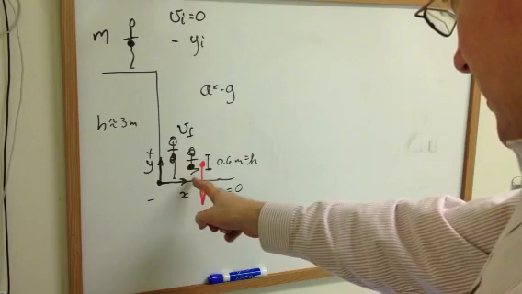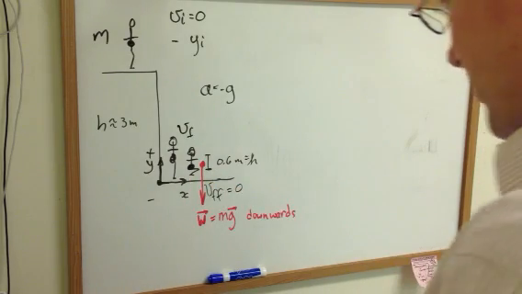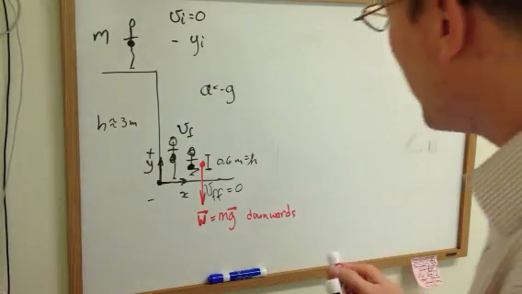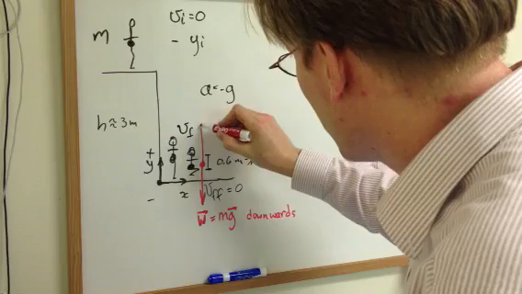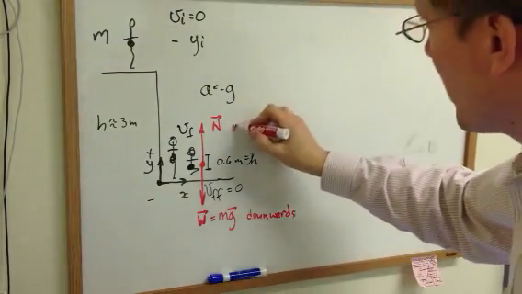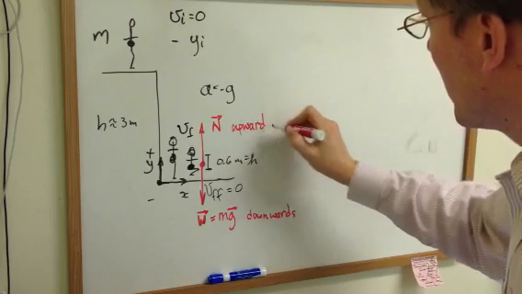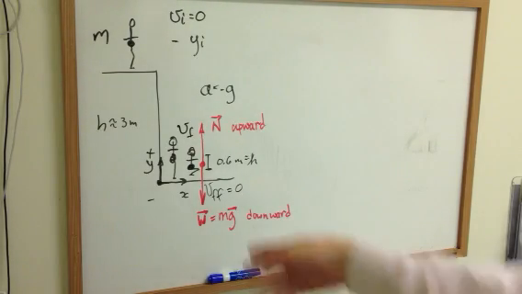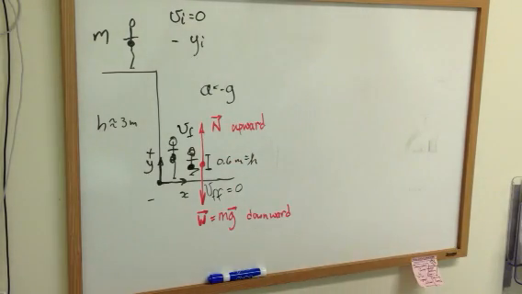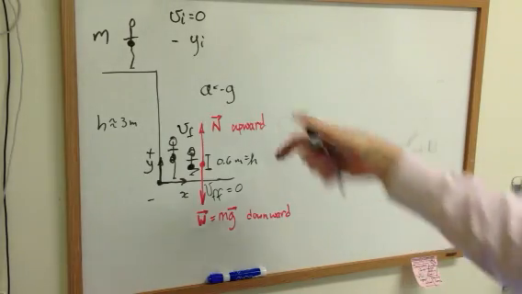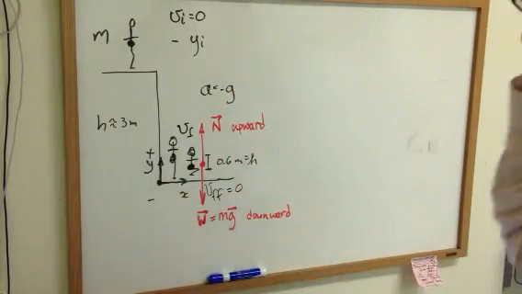There's a point of contact here with the ground, so I know the ground must be pushing up on him, so there must be some kind of normal force upward. So this is upward. Downward, upward. If those are the only two forces I see on him. Of course, he's pushing down on the ground, but that's a force he puts on the ground. The ground pushes back up on him.